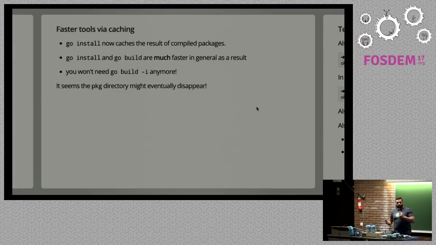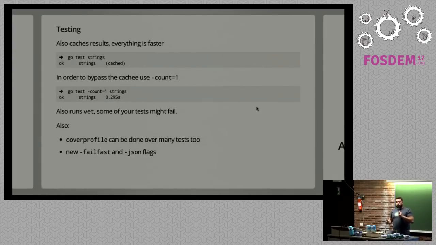If you use cgo, probably you've used that before, you don't need to do it. It's already implicit, and it works faster all the time. Similarly, you get caches for testing. So not only for the building, but also for the execution of tests. And this is actually done in a quite smart way.